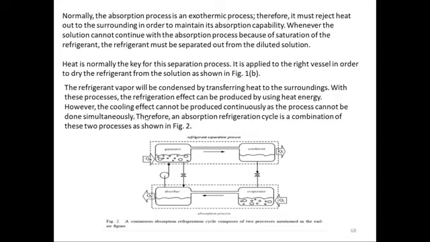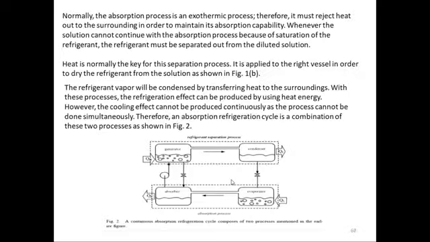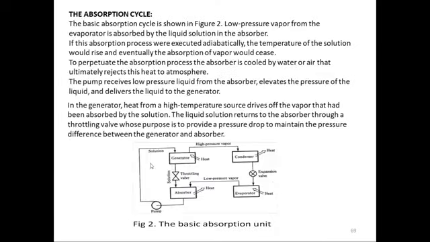However, the cooling effect cannot be produced continuously unless the processes are done simultaneously. Therefore, an absorption refrigeration cycle is a combination of these two processes, as shown in figure 2. So these two vessels, these two processes, we combine together in this fashion. Then it becomes a vapor absorption refrigeration system. The absorption cycle.